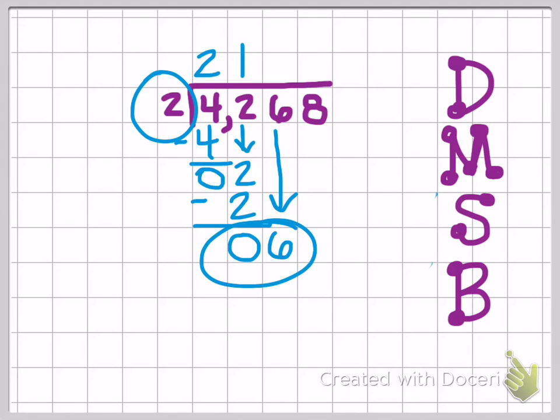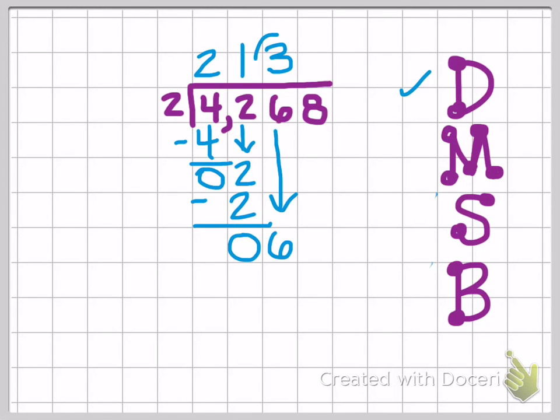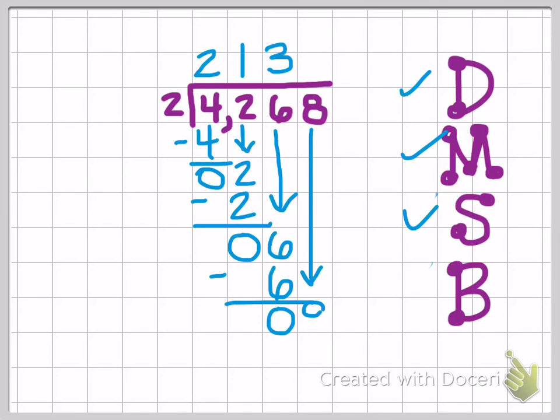6 divided by 2 is 3. Now we multiply. 3 times 2 is 6. And we write it there. Now we subtract. 6 minus 6 is 0. And we bring down the next digit. And we start the process again.